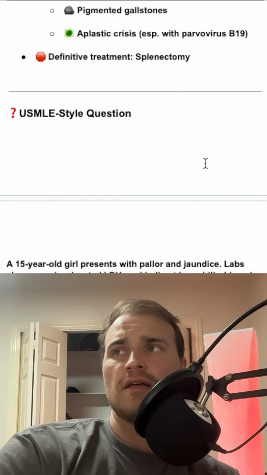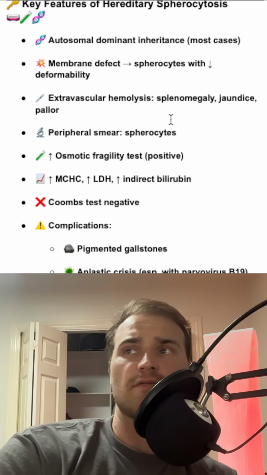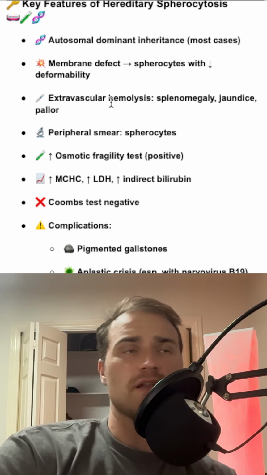Okay, hopefully that was helpful. I know this one isn't fun to learn, but just membrane defects in the red blood cells, deformities, extravascular hemolysis, splenomegaly, jaundice, and pallor.